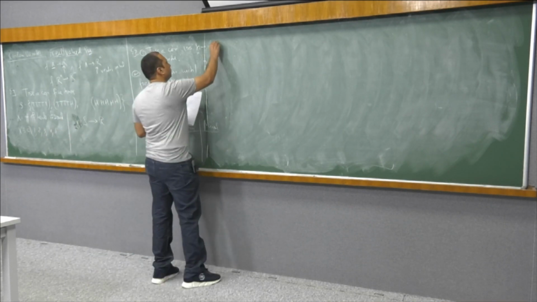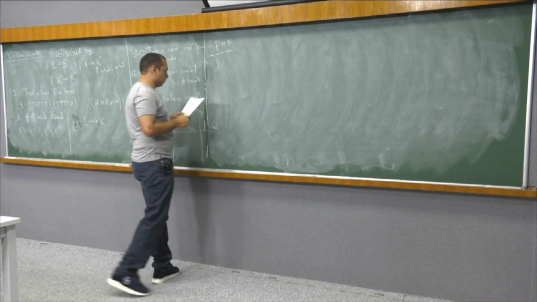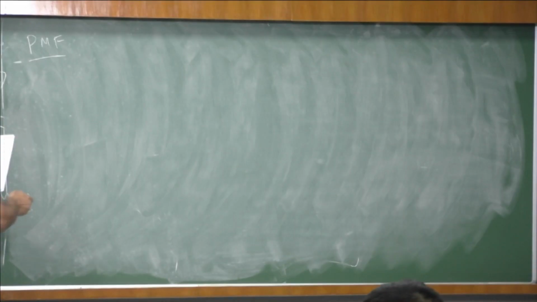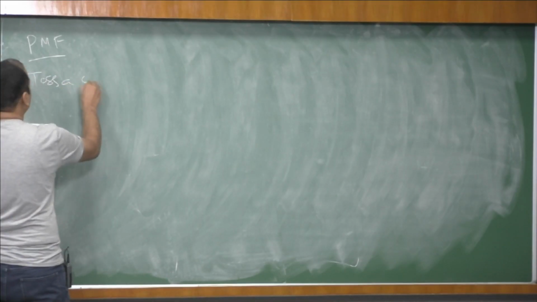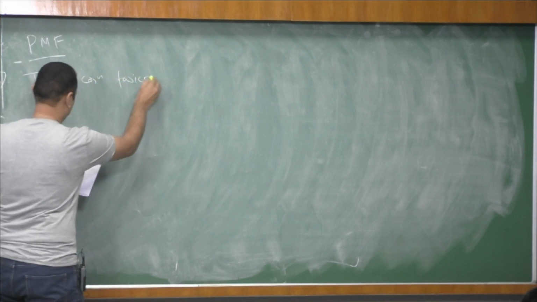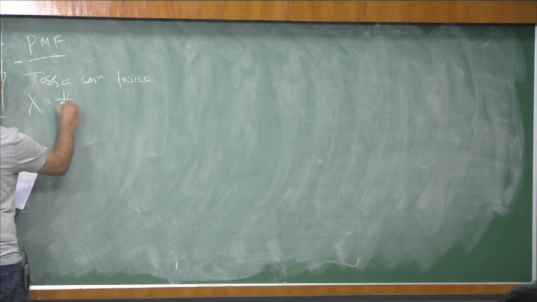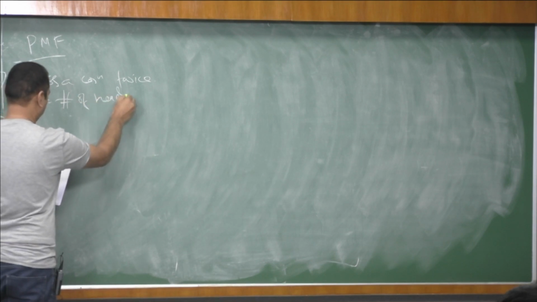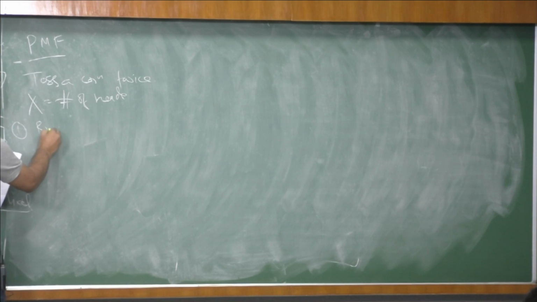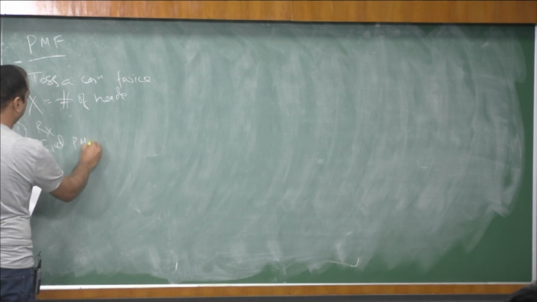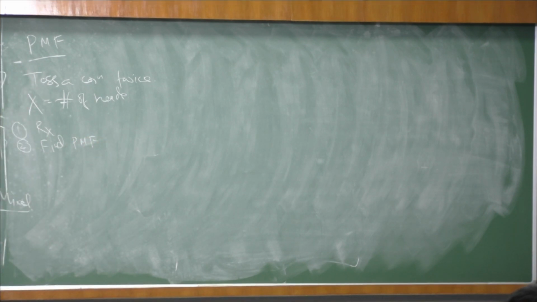So we know about random variables. Then there is a concept of PMF, the probability mass function. Let us say I toss a coin twice, and x is again the number of heads. The first thing is to find the range of x, and the second thing is to find the PMF of x. PMF means probability values.